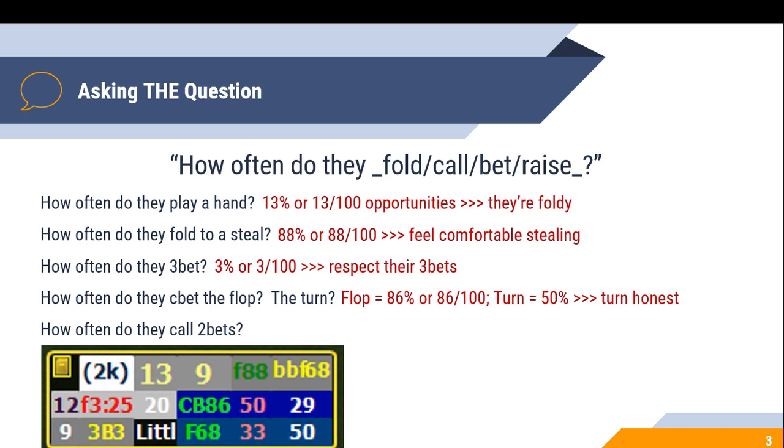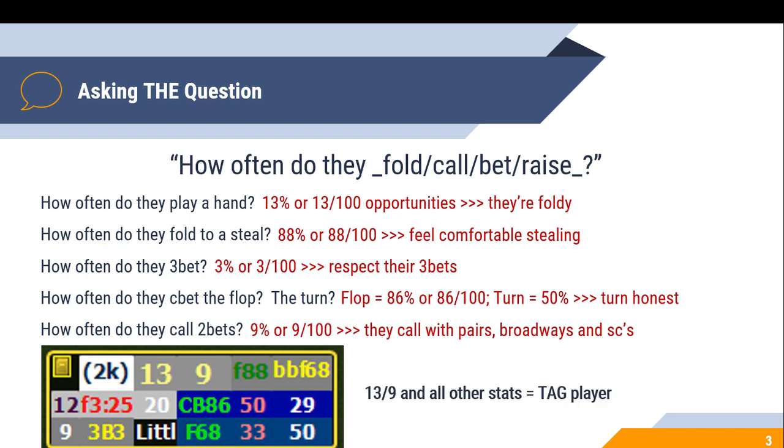And the last question, how often do they call 2-bets? Well, you might not know from this smart HUD right here, but their call 2-bet percentage is right down here next to 3-bet. This whole section tells you how they respond, in general, to somebody's open raise. It's only 9% or 9 out of 100, which means they probably only call with pairs, broadways, and some decent suited connectors. And overall, we can see that this player is a 13/9. And with all the other stats, they're your standard tight aggressive player.